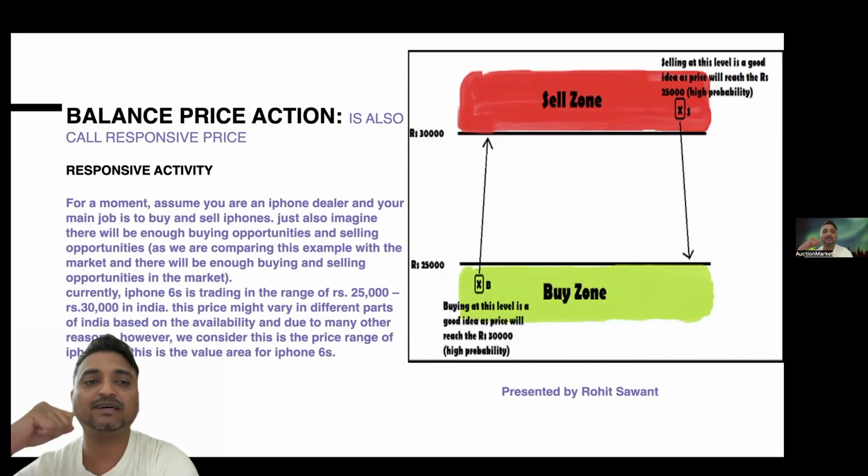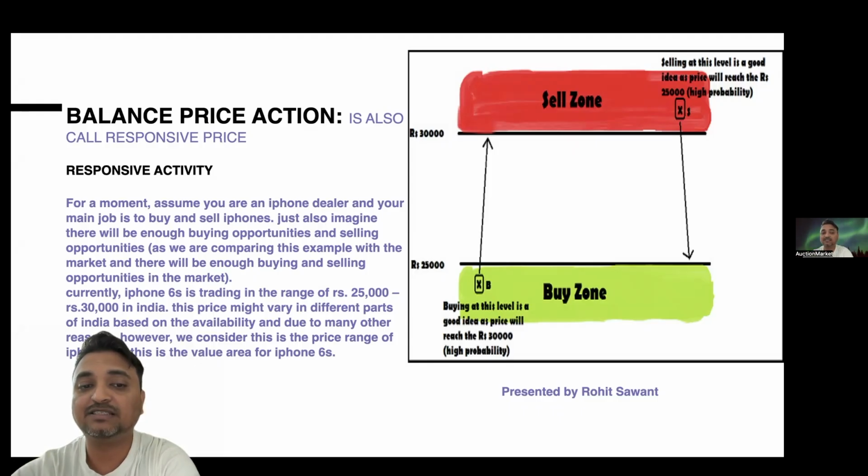Okay, for a moment consider you are an iPhone dealer, and your job is to buy and sell the iPhones. Just imagine there are too many buyers and too many sellers in the market. And currently the iPhone 6 is trading between the range of 25,000 to 30,000. Just an example. This price might vary in different parts of the country due to tax or some other reasons, but it will vary between 25,000 to 30,000.